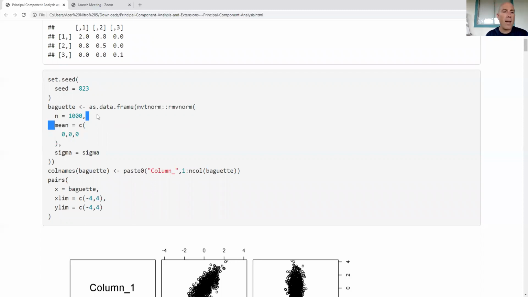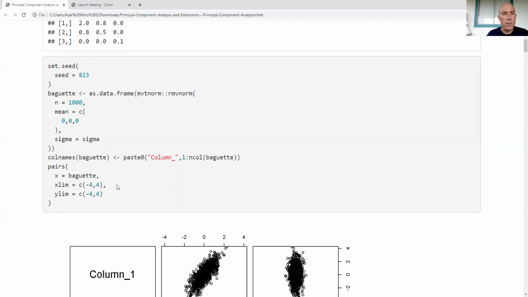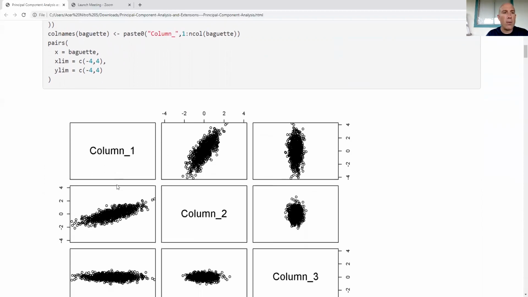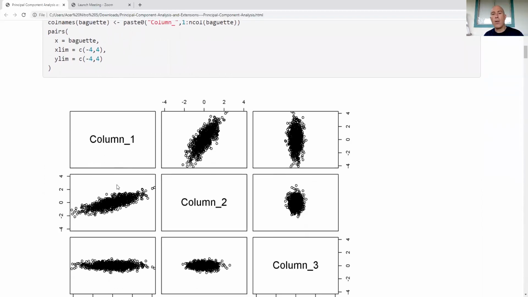The reason why I'm using as.data.frame is because the initial data is generated as a matrix, and a matrix isn't always usable by all functions. So to give myself the utility of a data frame, I use as.data.frame. Easy peasy lemon squeezy. All right, so now let's look at the pairs plot of it. I notice that I have a line there. Well, there's a slope here.